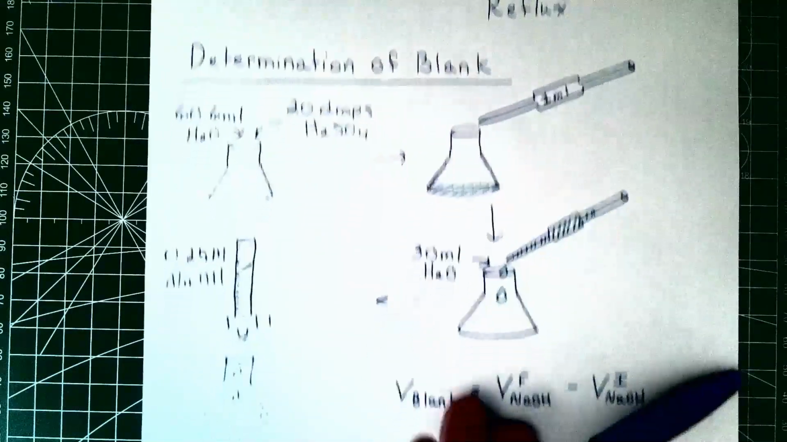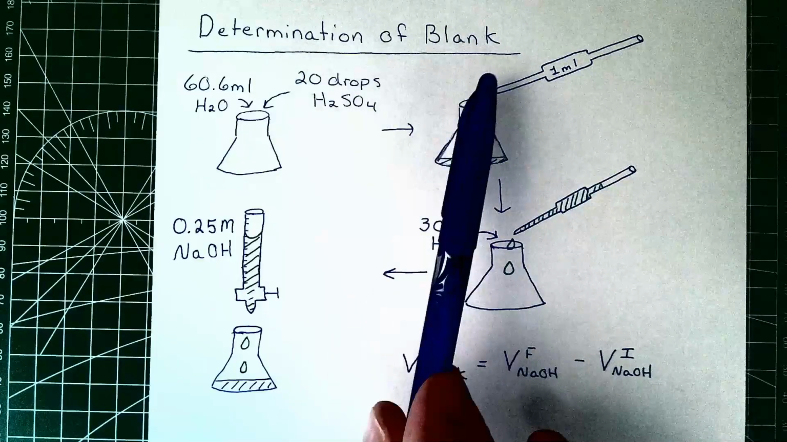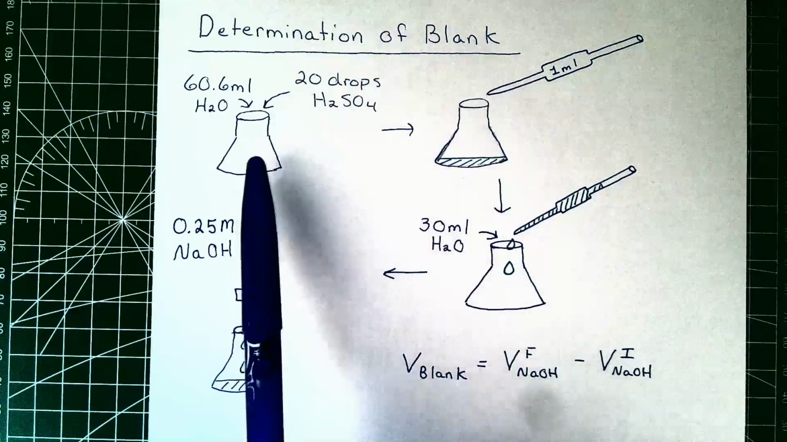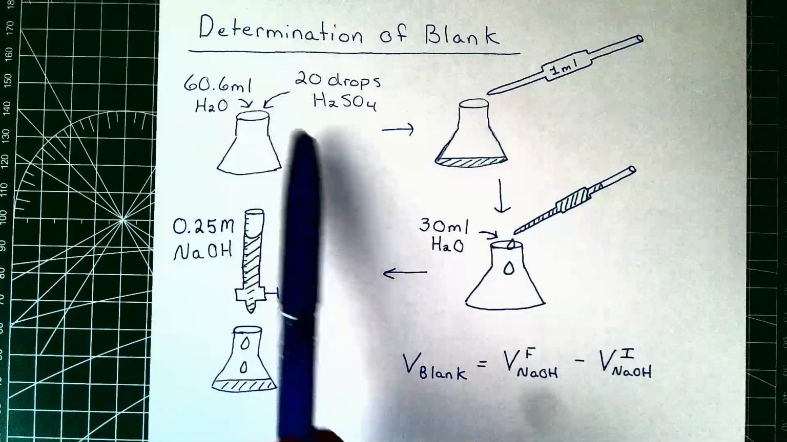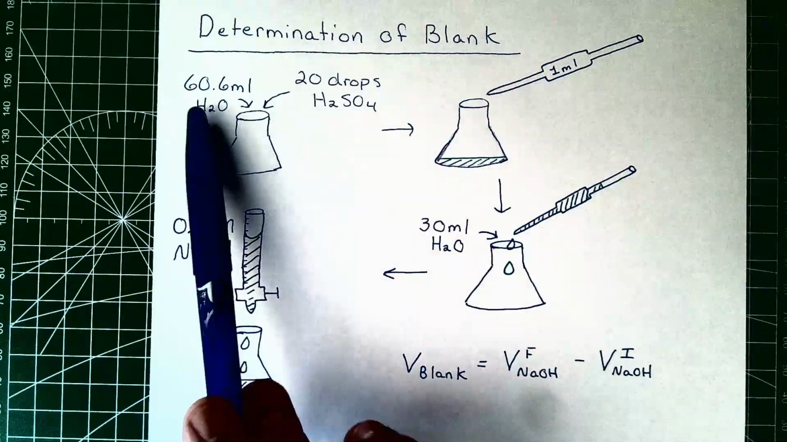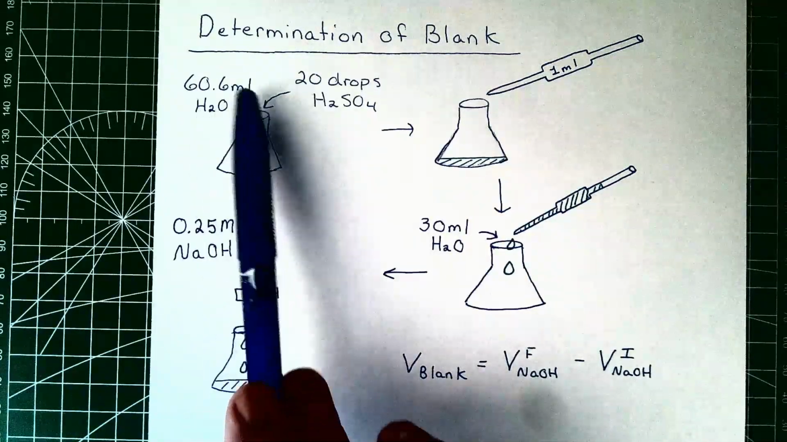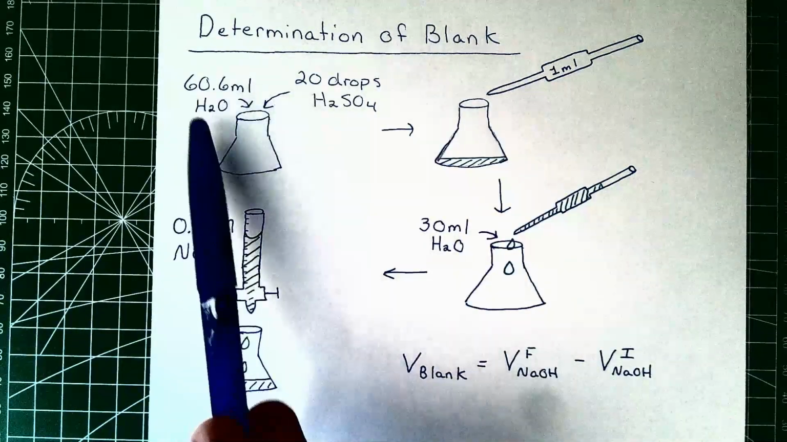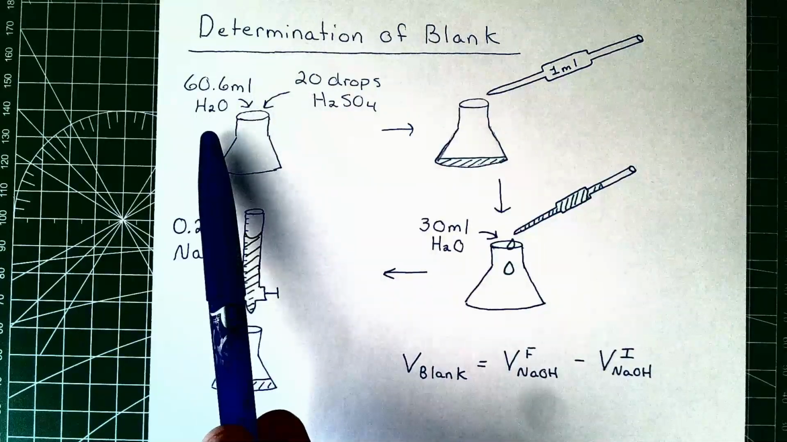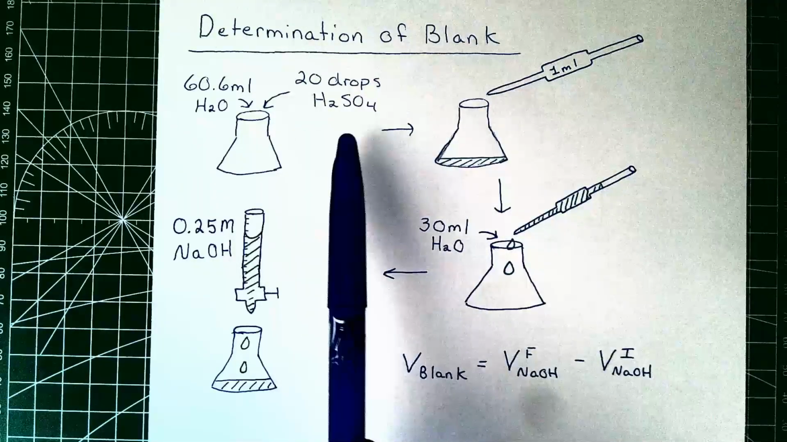So to do that, we have this determination of a blank. So we need to prepare a blank. What we're going to do is add our 20 drops of concentrated sulfuric acid, and we're going to add 60.6 milliliters of H2O. This is because this is the total volume of ethanol and acetic acid that we initially added. We're just going to replace it with water to make a blank.